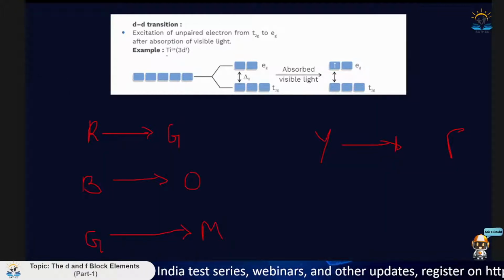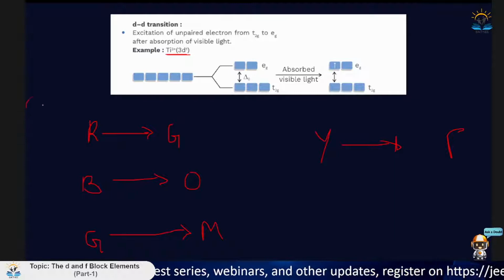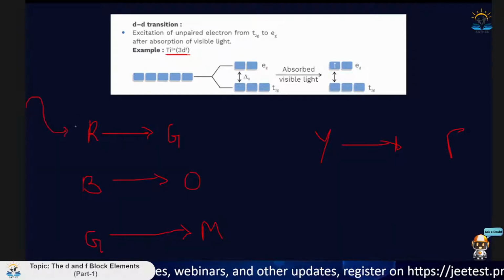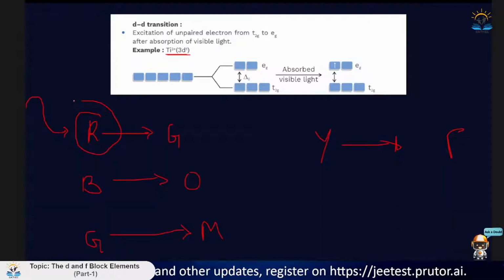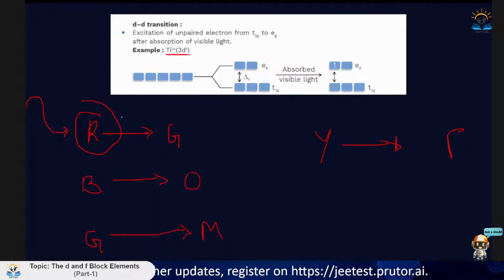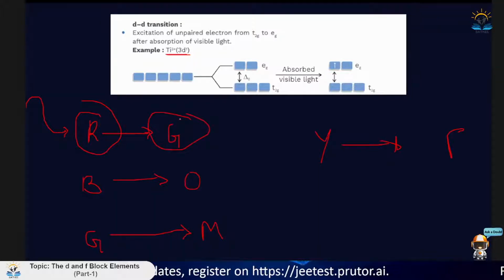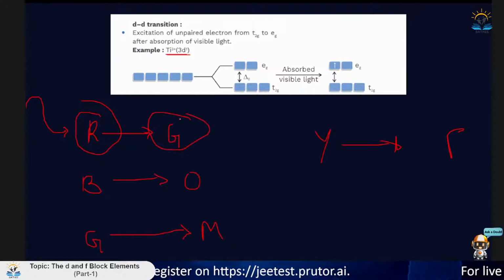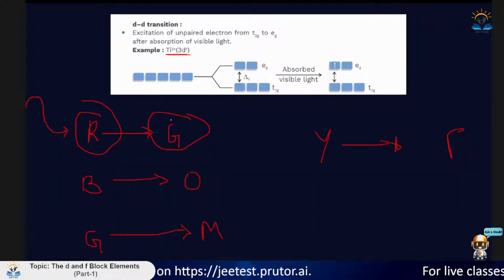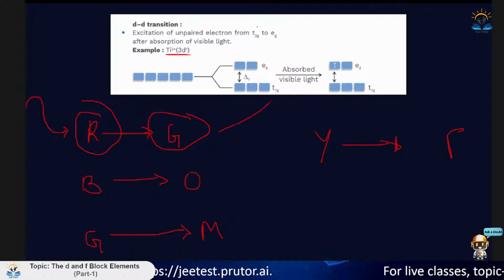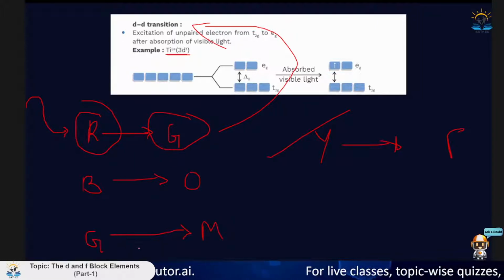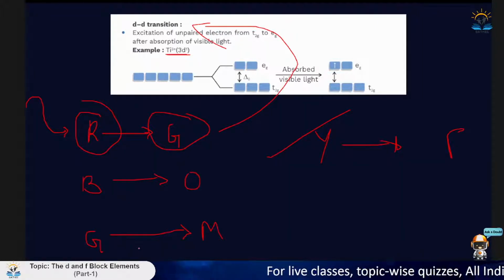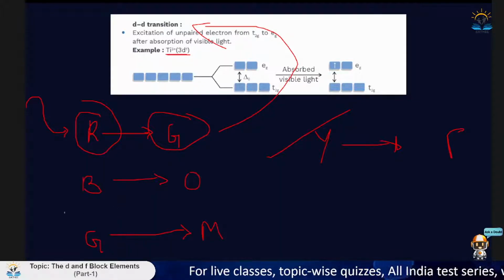If our compound absorbs energy from the red region of our spectrum, then the energy that is radiated out will fall around the green region of our spectrum. That is what it means from an overall point of view, and how that happens is because of d-d transition. I hope this part is clear, and let's go over here.